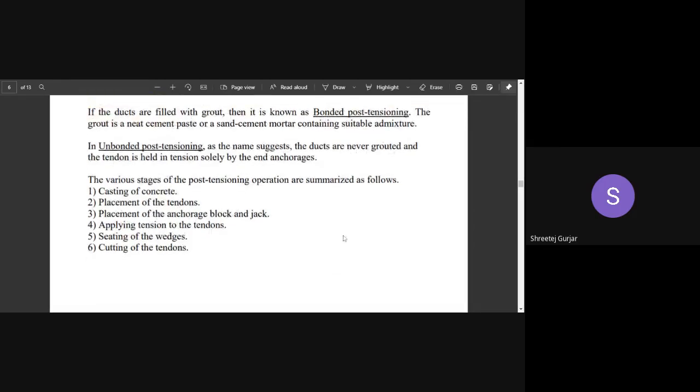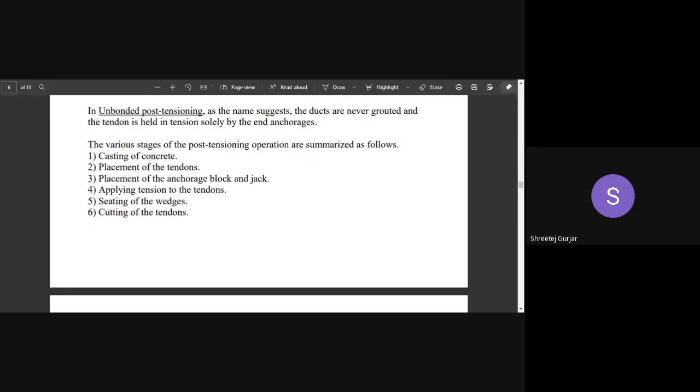Let us summarize the various stages of post tensioning. First, we cast the concrete, and before casting, we have ducts in place. We place our ducts, we place our concrete, then we pass our tendons through the ducts. The third step is placement of anchorage block and jacks: the anchorage block on one side and the jack on the other side. The fourth step is applying tension to the tendons.